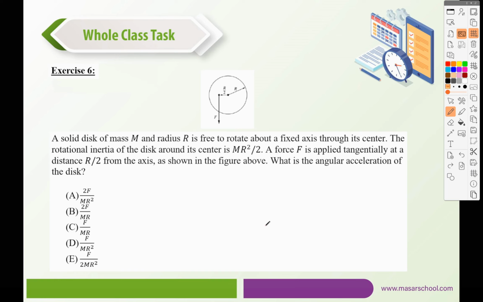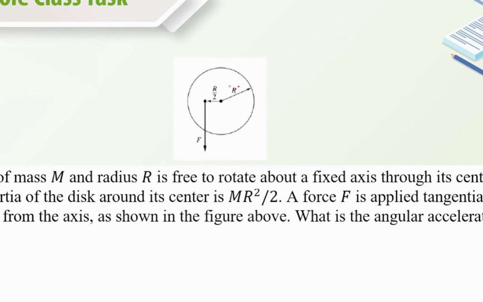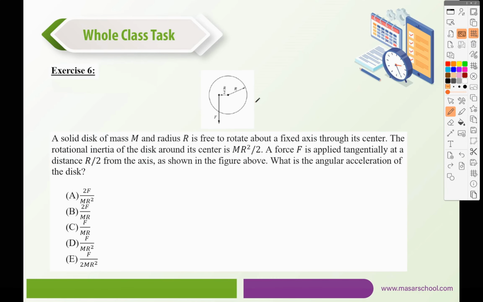Now again, exercise 6. A solid disk of mass capital M and radius r is free to rotate about a fixed axis through its center. The rotational inertia of the disk around its center is given by Mr squared divided by 2. So here we have that the mass is being distributed from the center to the rim. A force F is applied tangentially, a distance r over 2 from the axis. Tangentially means no need for an angle. The torque is simply the force multiplied by the radius, the distance from the force to the center as shown in the figure. What's the angular acceleration of the disk?